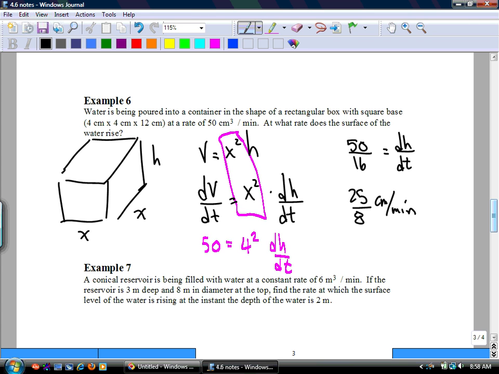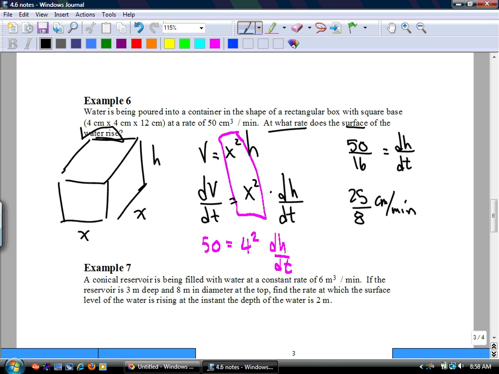Okay. So that's all in how you read the question. At what rate? So that's telling you what you want to solve for. The surface of the water rise. When you think about water rising, you're talking about height. And that's volume. Okay, so let's do that with this one.